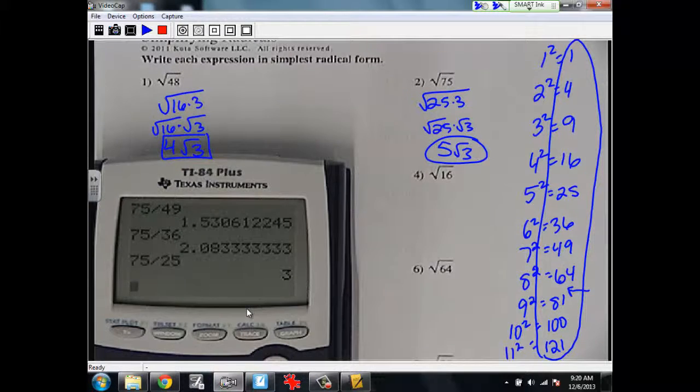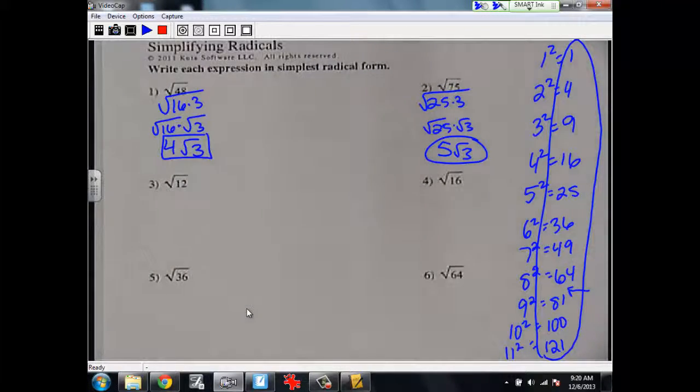How about number 3? I have square root of 12. Well, 12 is somewhere in between 9 and 16. So I go 12 divided by 9. Does that work? No? 12 divided by 4? Yeah, how many times? It's 4 times 3. 4 times 3 gives me 12. Square root of 4, square root of 3. Which one simplifies? Square root of 4 is 2, square root of 3. We'll bring it down.